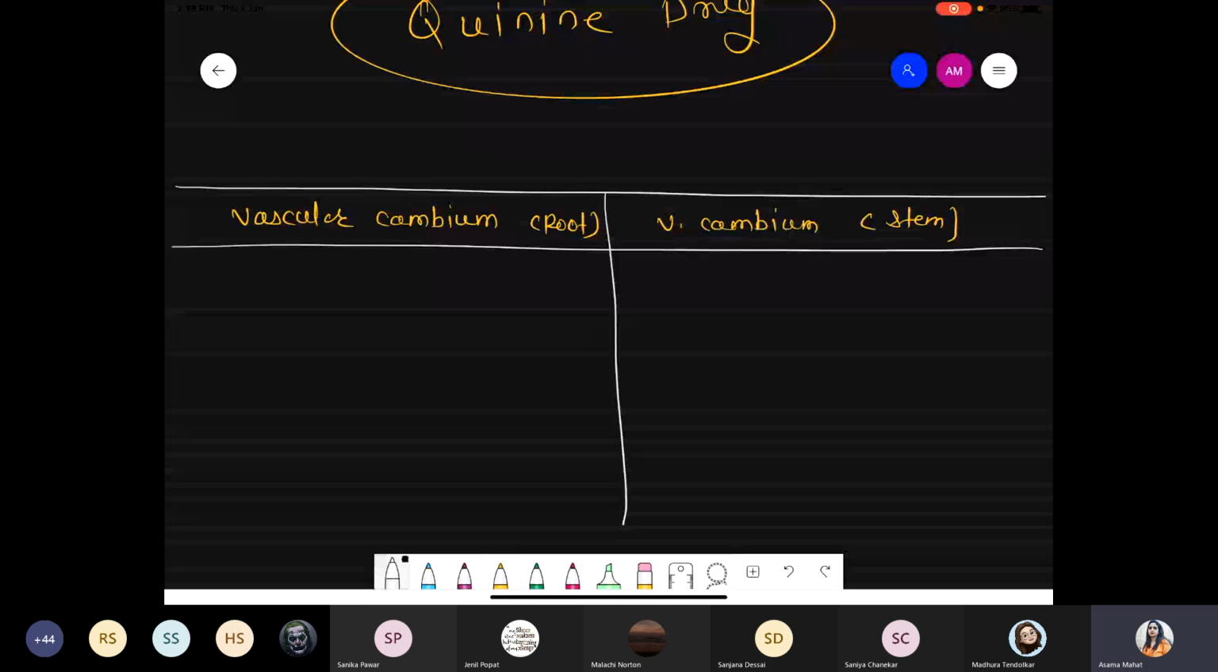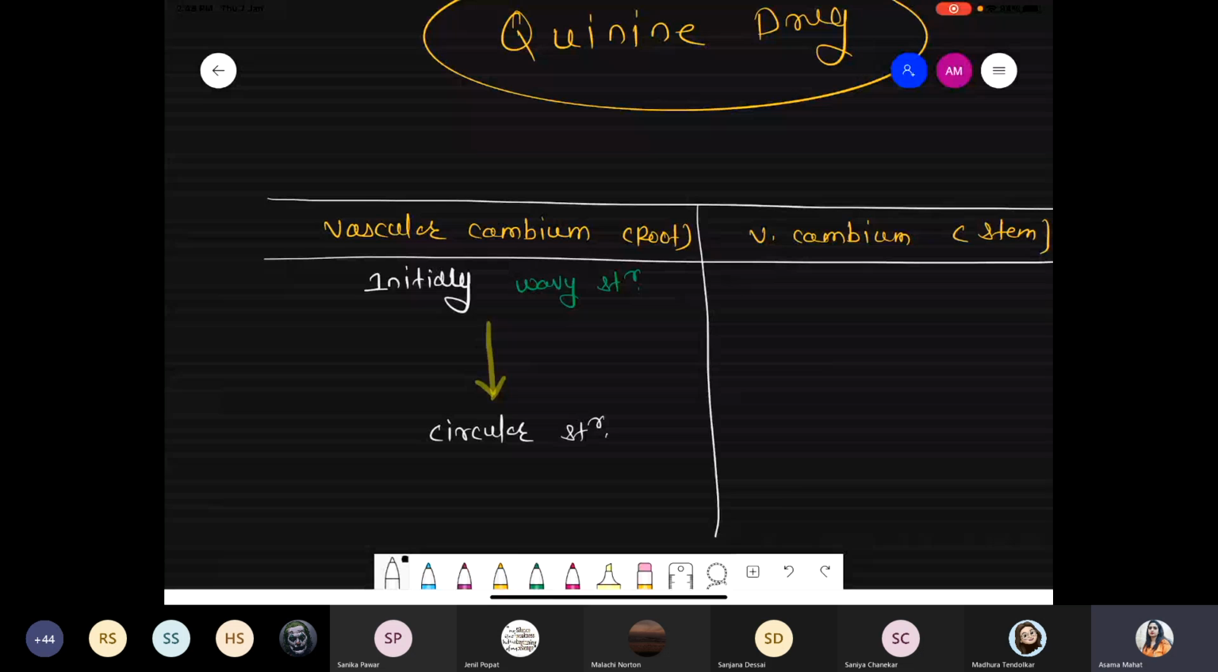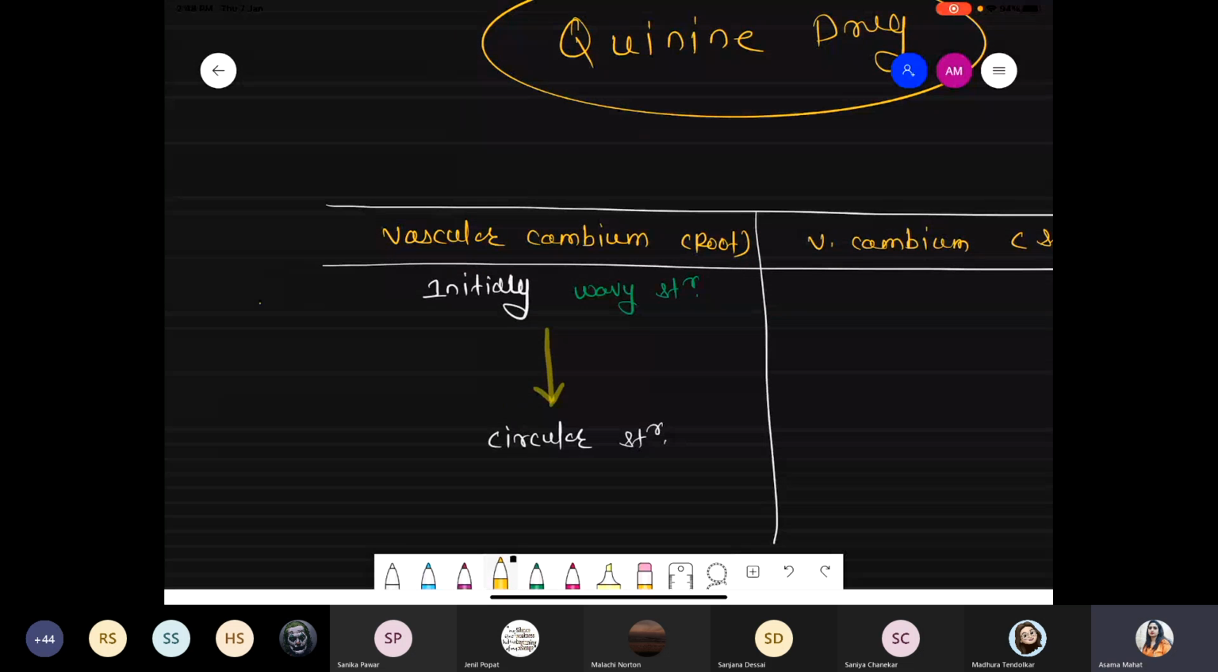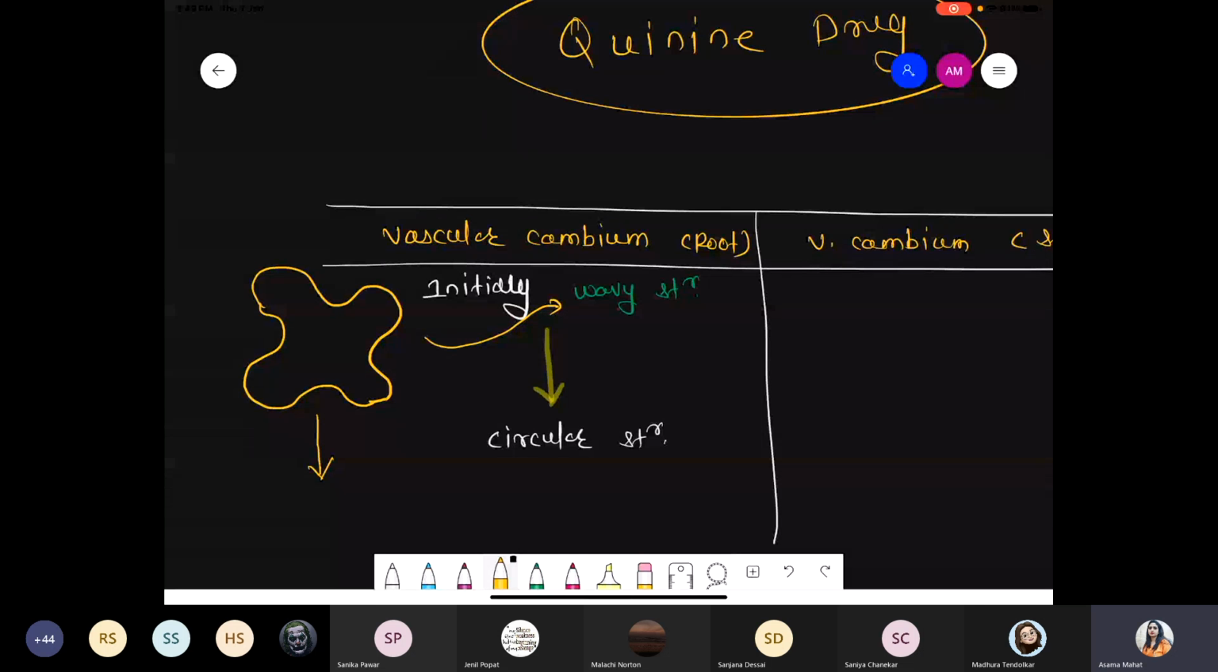We are looking at both, because we already discussed the stem in detail, but now we are taking only some information with respect to the root. Normally, in the root, the vascular cambium initially has a wavy structure. Waves only. And slowly they convert into a circular one, and finally into a circular structure. Waves means what? It's not circular. Exactly, the structure will be something like this. So this is the vascular cambium present in the root initially. But after some time, it is converted into a circular vascular cambium like this.